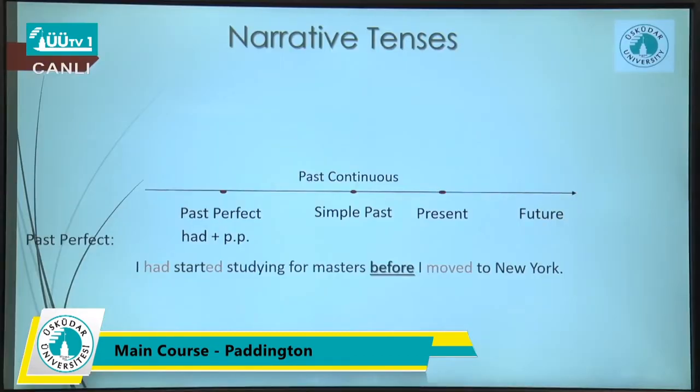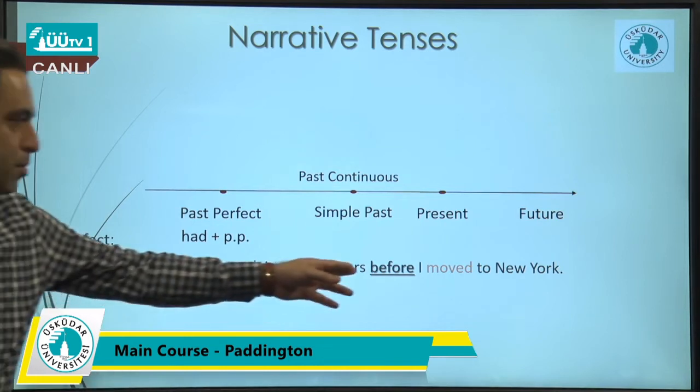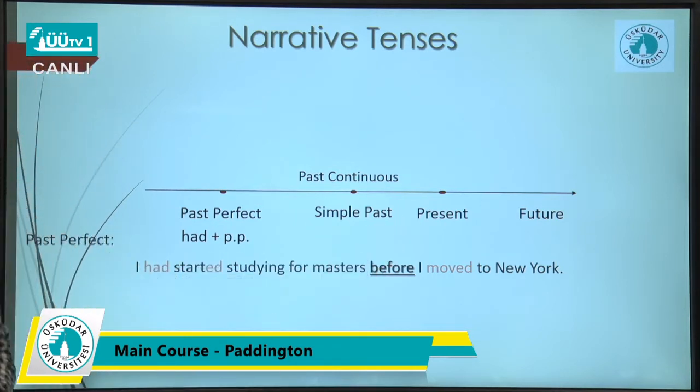I had started studying for my master's before I moved to New York. As you can see, the action of studying started before moving to New York, and that's why we use past perfect here, and then for the closer action we use simple past. Another example.